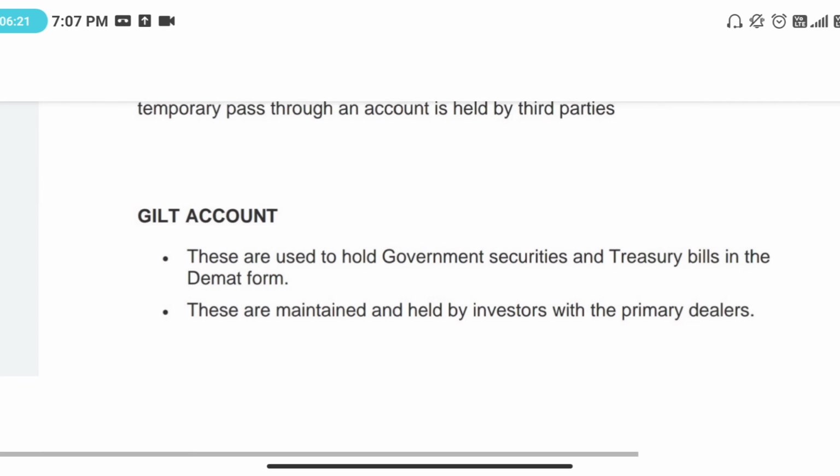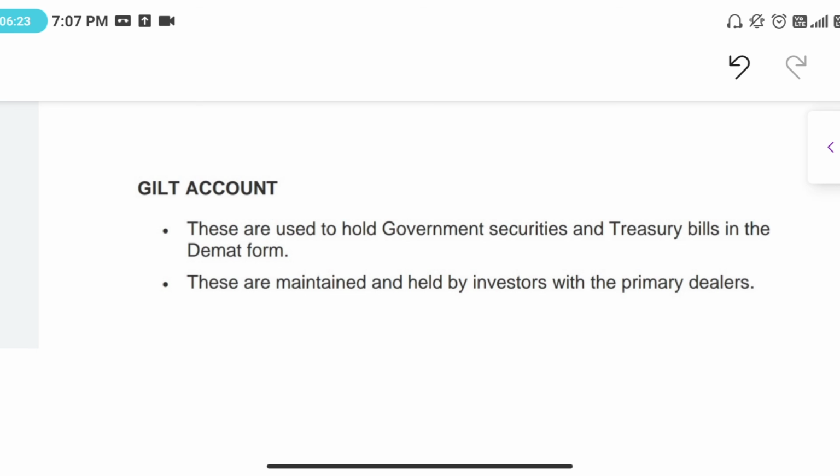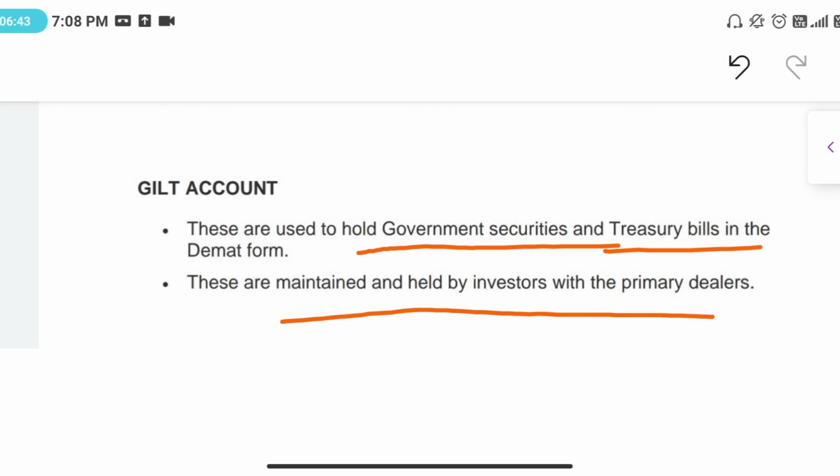And then the last type of account is the gilt account. These accounts are used to hold government securities and treasury bills in demat form. So these accounts can be held by any enterprises or individuals to hold government securities and treasury bills in demat form. They are maintained and held by investors and primary dealers. So that's it. We are done with the types of bank accounts in India.